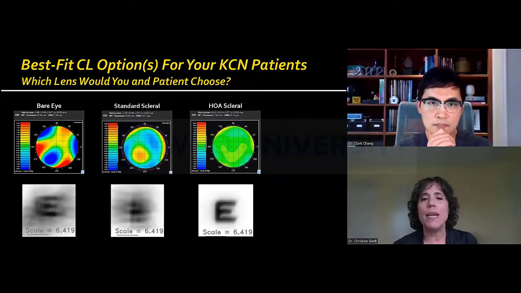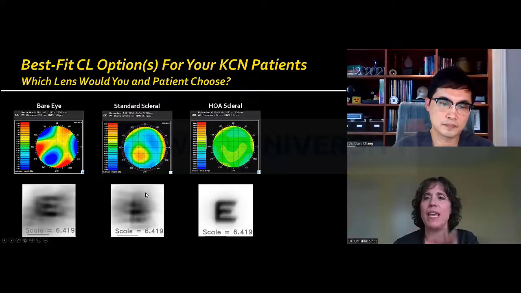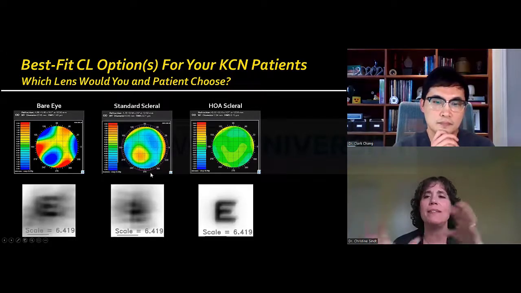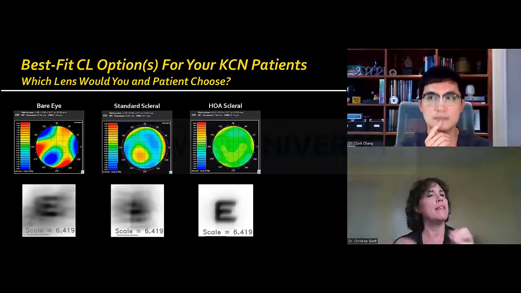And what I want to point out here is how much blurrier that E was, right? It really messed up those HOAs. It put his blur in a place that he was not used to it. So what I want to point out here, and this is really important, you really need to listen to this part here.